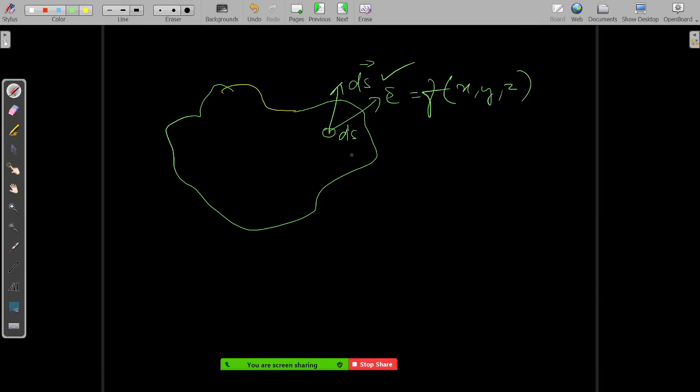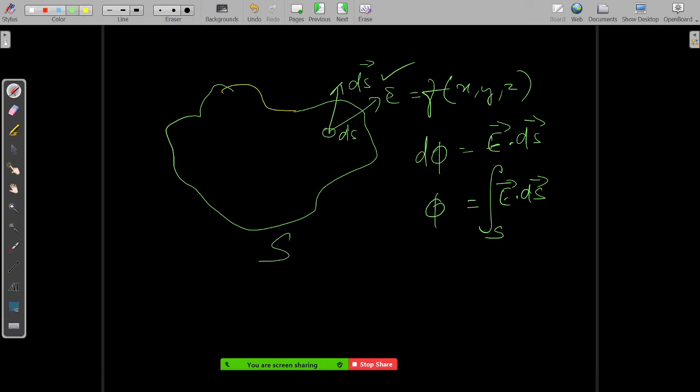In this case, the flux will be written as what? A small flux d phi can be written as E dot dS here. Same thing as the previous. And the total flux, if you want to take, you have to integrate it throughout the surface. Let's say the total surface area is S. So you have to take such small dS at each position, and then this is the electric field.